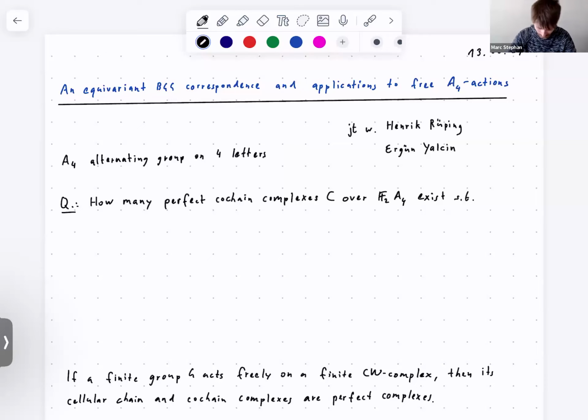And as a teaser, I would like to start with the following questions. So let's look at perfect complexes over the group ring of A4 with 2 coefficients. So perfect means that they are bounded and consist of finitely generated projective modules. And let's insert a condition, namely I want that the total homology is 4-dimensional. So the sum of the Betti numbers is 4.